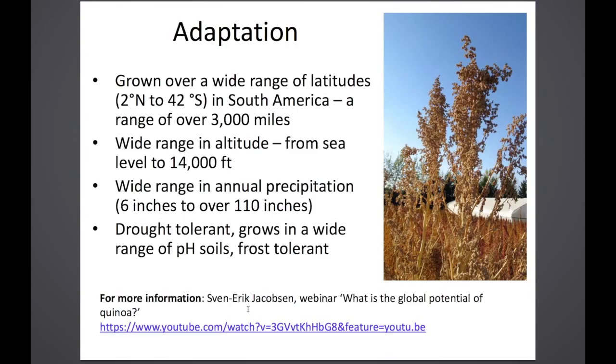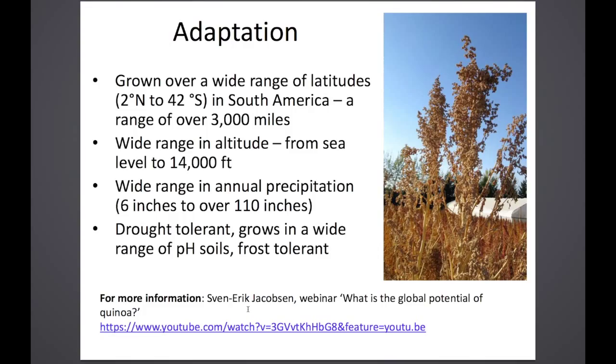So quinoa is thought to be very broadly adapted. It's grown currently in major regions over a very wide range of latitudes. So 2 degrees north to about 42 degrees south in South America, so that's a range of over 3,000 miles. And then quite a bit now you're seeing in Europe and Canada, Denmark, the US, Pakistan, India, Australia, China, so all over the world. We grew our first crop in the Philippines last year.